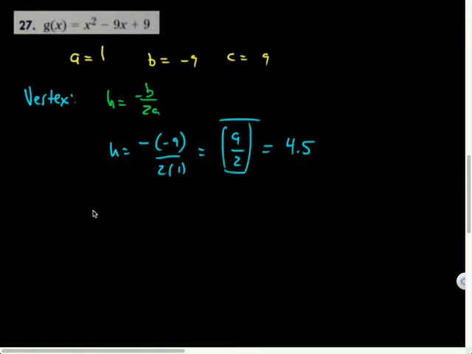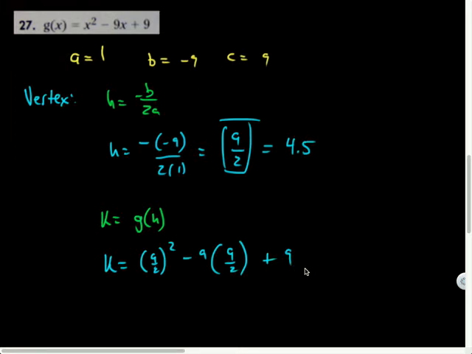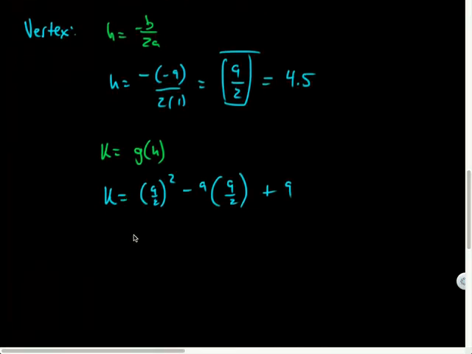So 9/2 is h. To find k, the y-coordinate of our vertex, we were told to plug in h into our function. So k is going to equal g of h in this case, not f of h, since my function's name is G. So k, my y-coordinate, will be 9/2 squared minus 9 times 9/2 plus 9. That's a lot of 9s. 9/2 all squared is 81/4 minus 81/2.